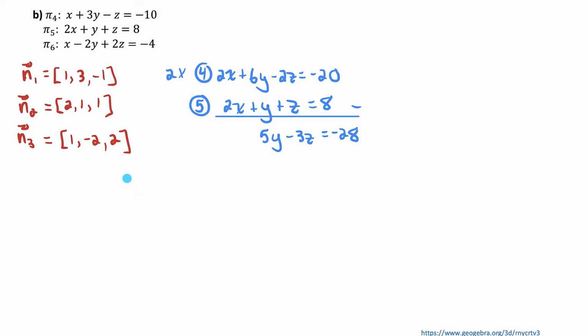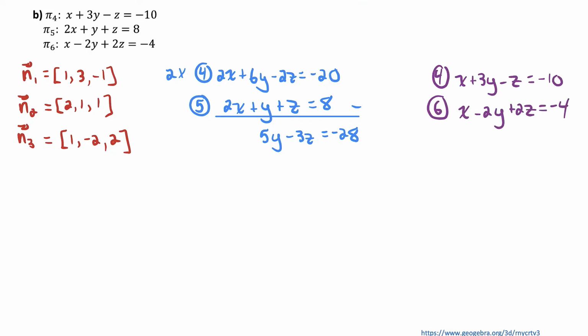Now I want to look at how does another pair of the planes in this system intersect? Do they also intersect in a line? So I said I was going to choose 4 and 6 this time. And remember, the important thing is we are eliminating the same variable that we eliminated in the first pair. So I'm going to eliminate the x again by subtracting. And that gives me 5y minus 3z equals negative 10 minus negative 4 is negative 6.